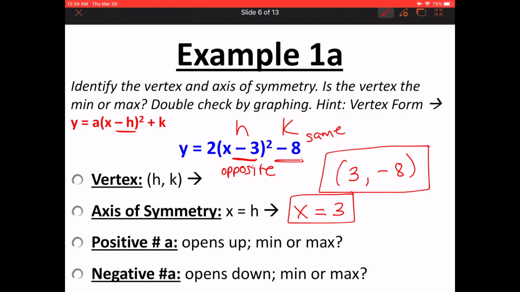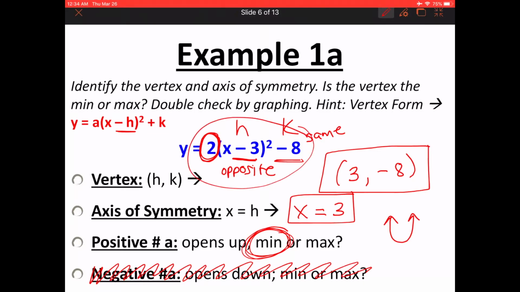My a, what do I have here for a? The number that I have is a 2. So 2 is a positive number. So I'm not even going to worry about a negative a because I don't have one. So if it is a positive a, that means I open up. So that means my vertex is going to be a minimum. Now to check this by graphing, remember we can go into our graphing calculator. We can go into y equals, and you can put this entire equation into your calculator. And you can confirm that the vertex is at 3, negative 8, that you have an axis of symmetry there, and that it opens up because it's a positive a.